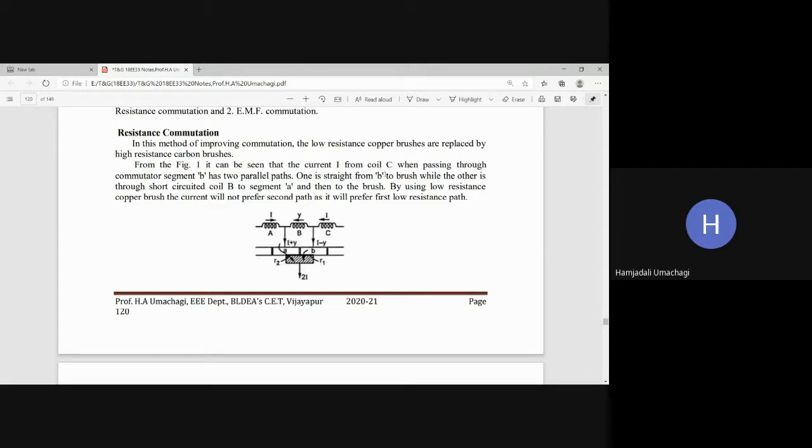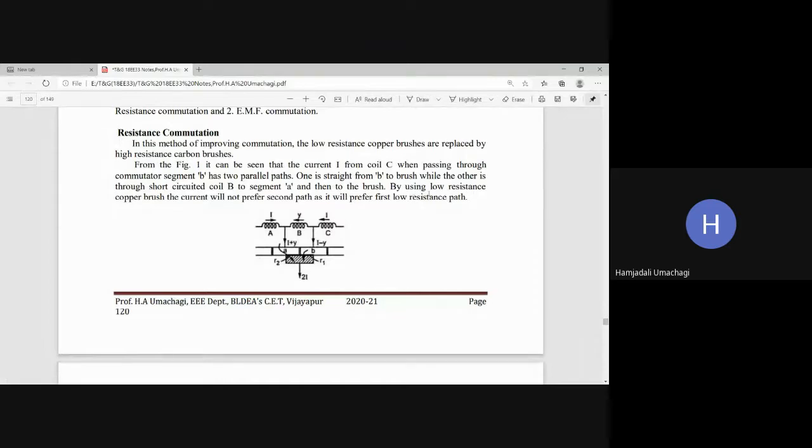Let us discuss the paths here, how the current is going to travel. One is straight from B, that means from this segment B to the brush. The current I of coil C flows directly through segment B, then to the brush. This is the first path. The other is through the short-circuited coil B. This coil B is undergoing commutation, and this coil will be shorted here. So the current will travel through the short-circuited coil B, then to the segment A and then to the brush. So this is path number 1 and this is path number 2.